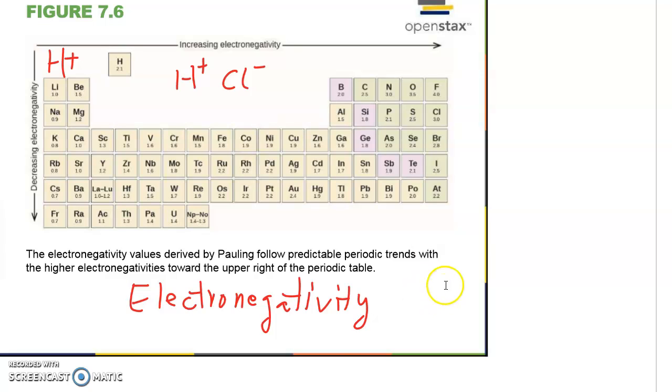Electronegativity describes how much an atom loves the electron. In this periodic table, it shows the electronegativity of different elements. For example, when you look at chlorine, it says 3.0. So electronegativity for chlorine is 3.0. For hydrogen it is 2.1. The difference is 0.9. So that is the difference in electronegativity.